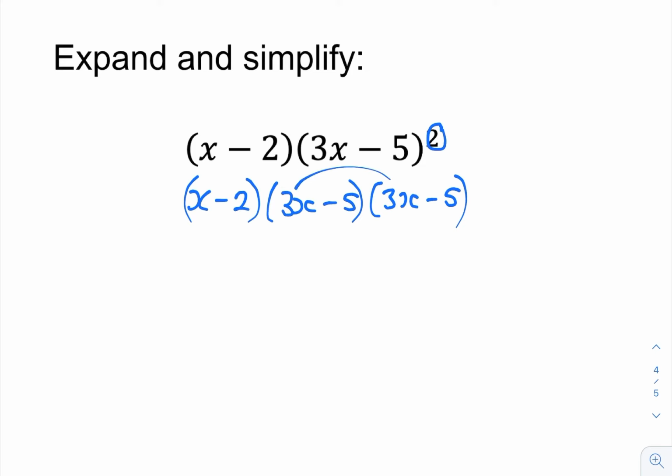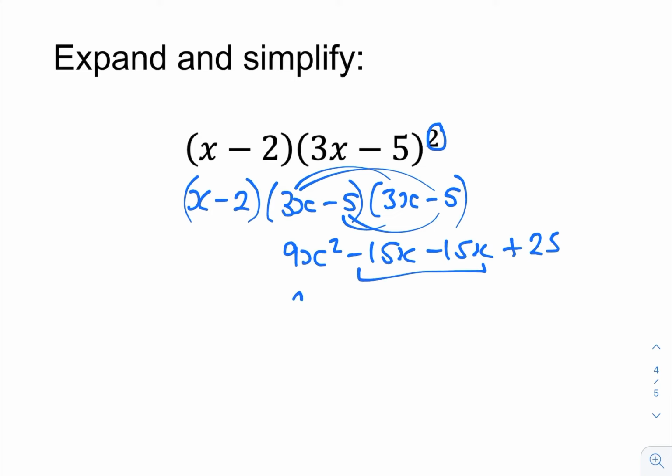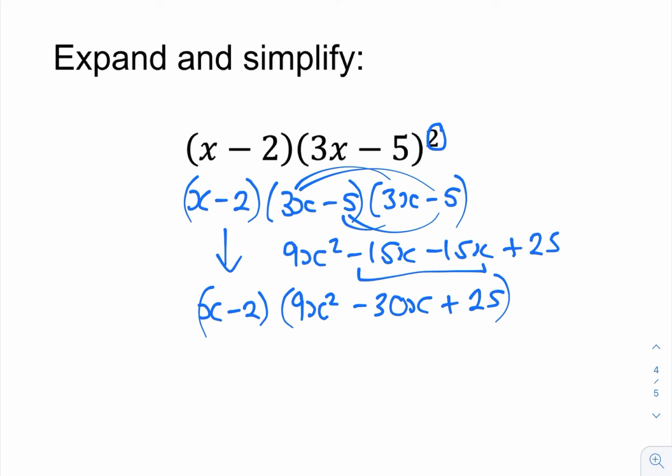So start with the second pair, and I'll expand them. 9x squared, subtract 15x, subtract 15x, add 25. These two will go together here to leave us with 9x squared, subtract 30x, add 25. And I'll now multiply that whole thing by x, subtract 2. So first of all, multiply 3 by x, I get 9x cubed, subtract 30x squared, add 25x.